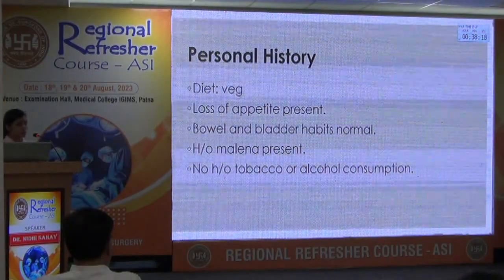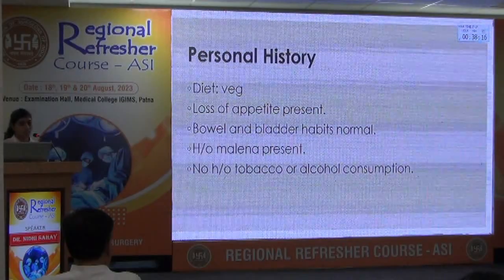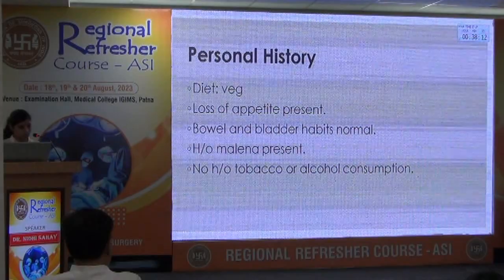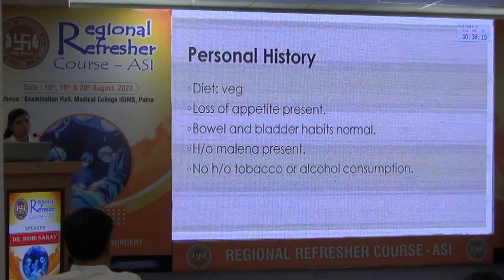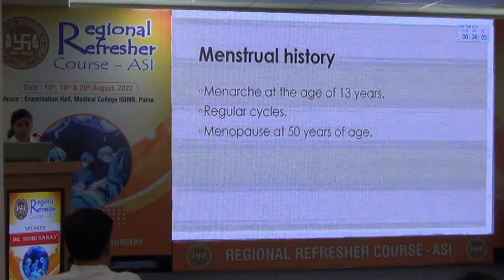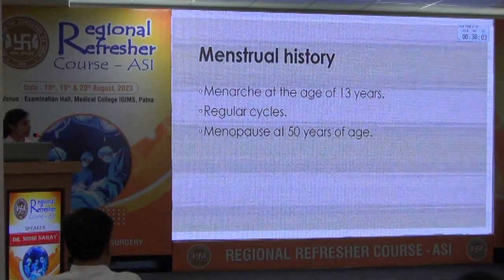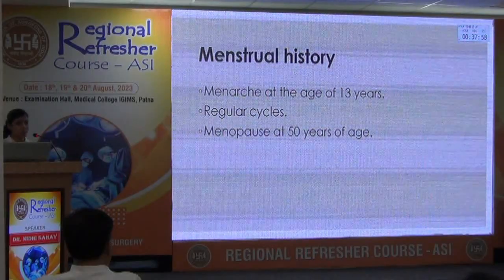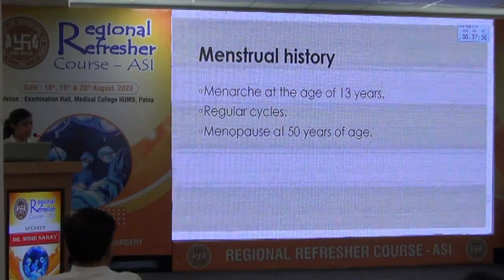My patient consumed vegetarian diet. She had a loss of appetite. Although the bowel and bladder habits were normal, there was melena present. There was no history of tobacco or alcohol consumption. The patient was a postmenopausal lady who had her menarche at the age of 13 years. She used to have regular cycles and had her menopause at 50 years of age.